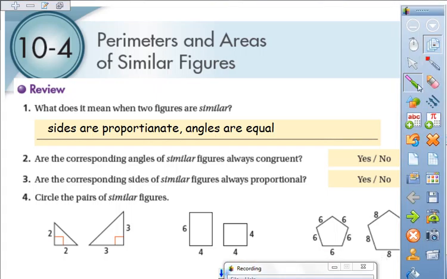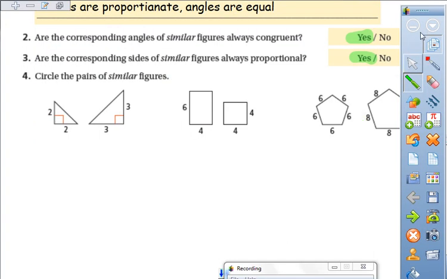The next question is, are the corresponding angles of similar figures always congruent? Yes. Are corresponding sides of similar figures always proportionate? Yes. That's the definition we just wrote down. So in these last few questions, it says circle the pairs of similar figures.